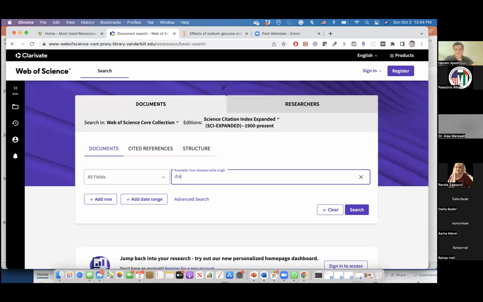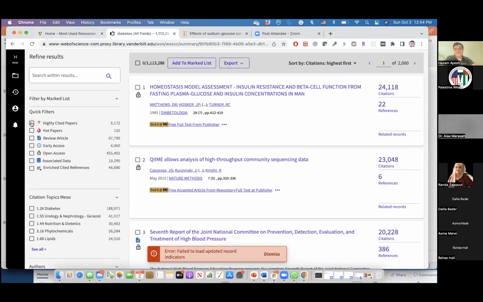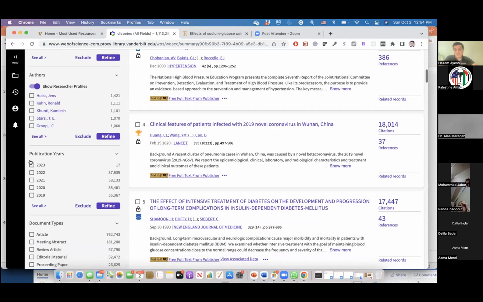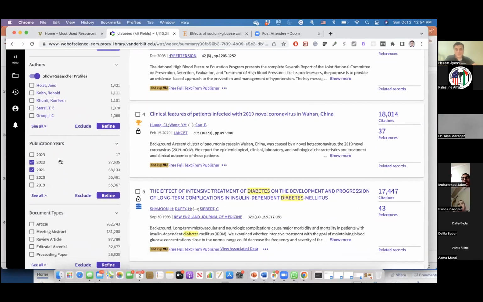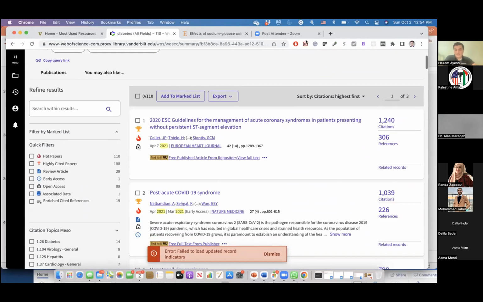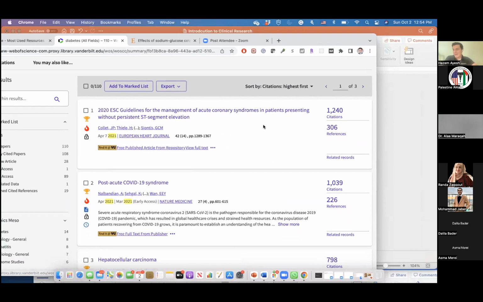You search, for example, diabetes. Then you want to see the highly cited papers. You want something that is a hot topic. You just click hot topic, and then select the years 2021 and 2022, and refine. Then you will see how many citations each paper got. This paper got 1,000 citations.